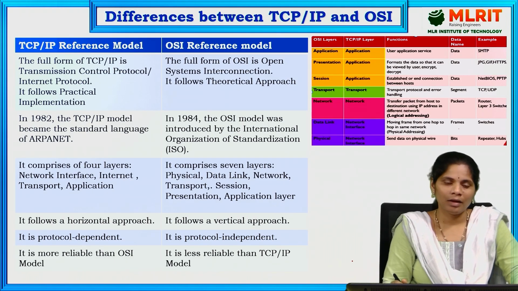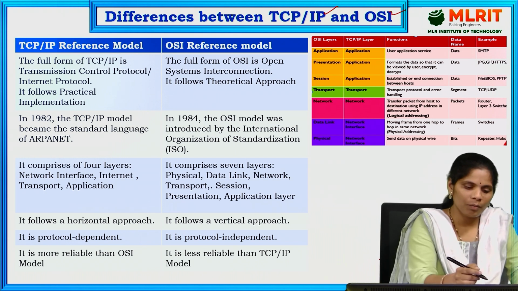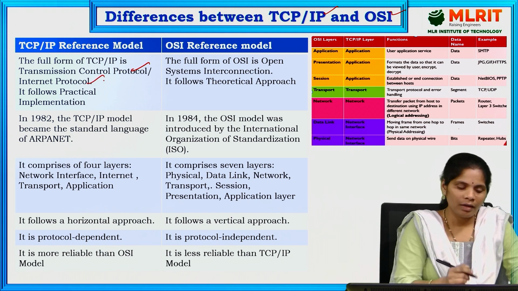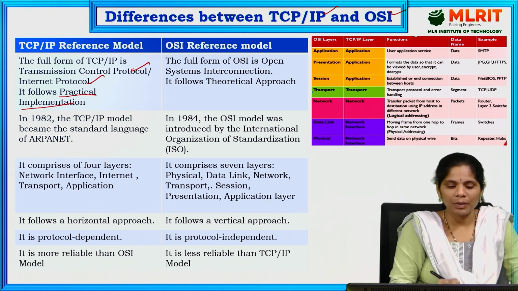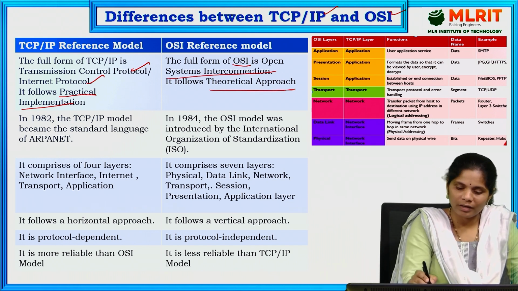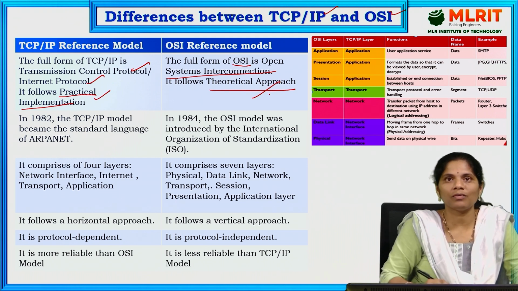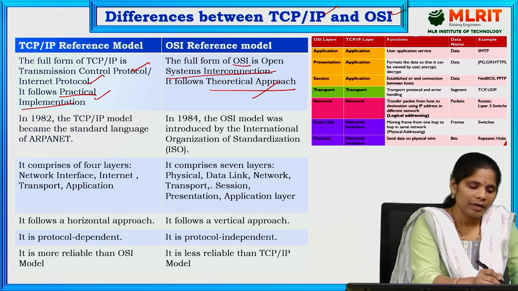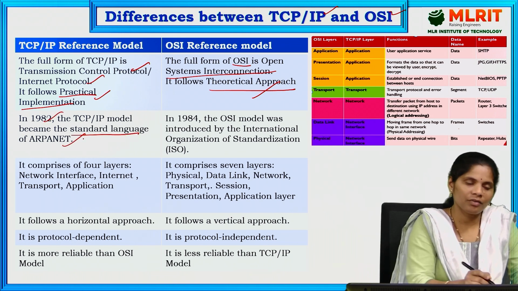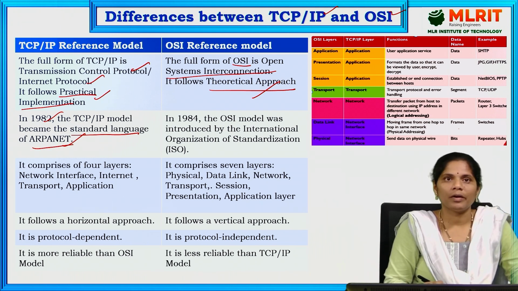And next one is the differences between the TCP/IP and OSI reference model. What are the main differences? The full form of TCP and IP I already told: Transmission Control Protocol and Internet Protocol. It is a practical implementation. And coming to OSI, it is Open Systems Interconnection. This is the full form, and it follows the theoretical approach. TCP/IP follows the practical and OSI follows the theoretical approach. At the same time, in 1982, this TCP/IP model became the standard language, that is ARPANET, Advanced Research Projects Agency Network. That is the full form of ARPANET.